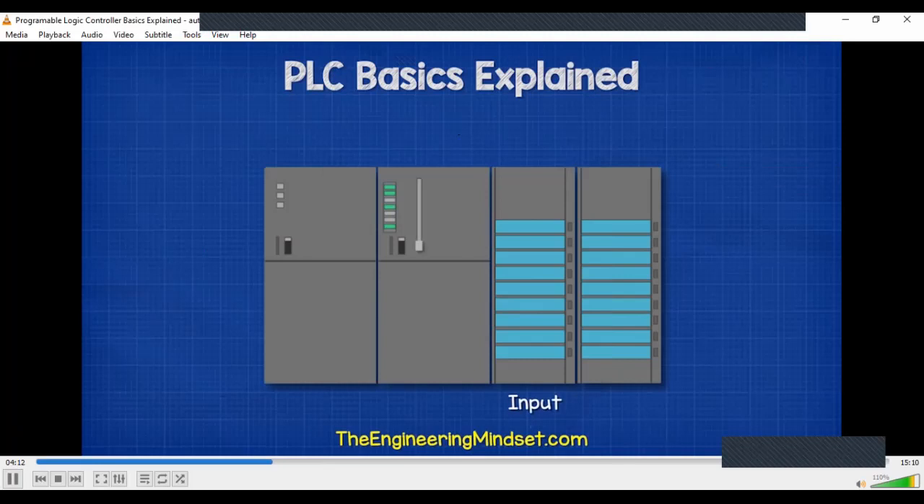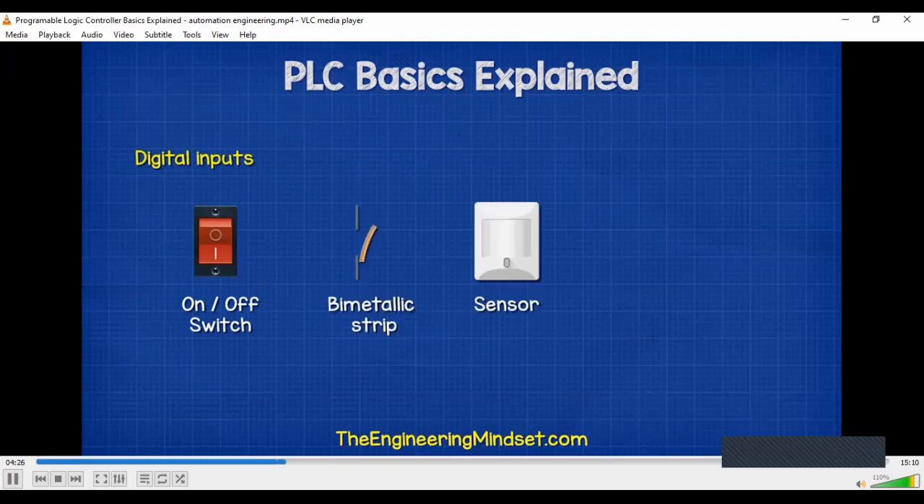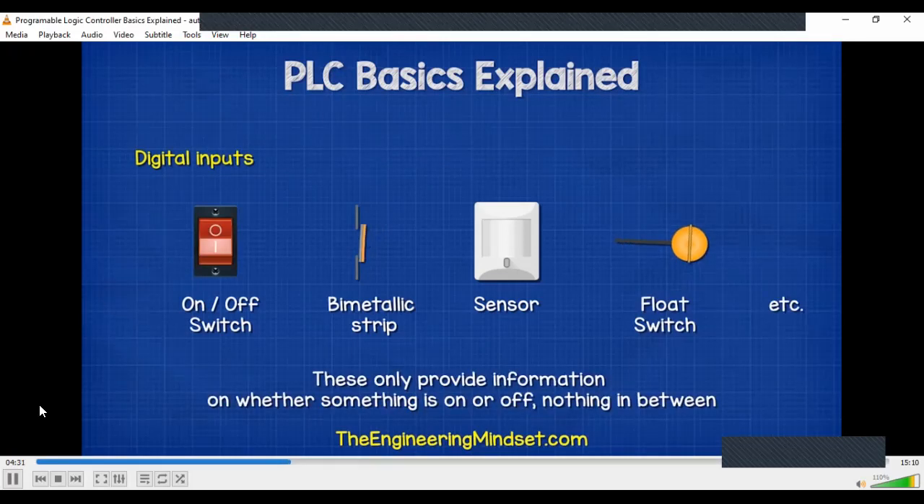We have the input modules of field sensors. These are the physical connections between the outside world and the PLC. These can be digital inputs, such as simple on-off switches, bimetallic temperature strips, presence or motion sensors, or even a float switch. These digital inputs can only provide information on whether something is either on or off, and nothing in between. Isn't it? That's what the simple example that I gave was, a switch, on and off. That's all, right? So that's about the digital inputs.